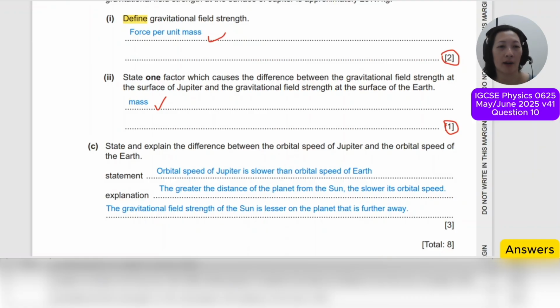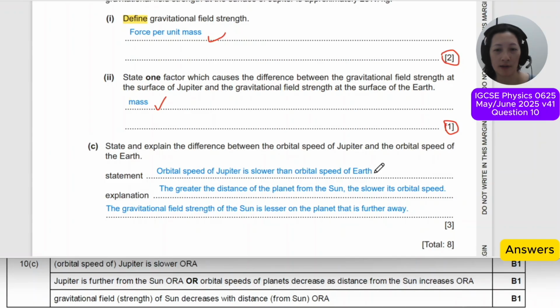Now let's check the mark scheme. So yes, Jupiter is slower. So that's the statement that will give us 1 mark. That does not look like a tick. Let's try that again. So yes, that will give us 1 mark. And there are 2 marks awarded for the explanation. The first mark is awarded for the relationship between the speed and the distance of the planet. And the second mark is awarded for the gravitational field strength of the Sun. And that's how we can get 3 marks.